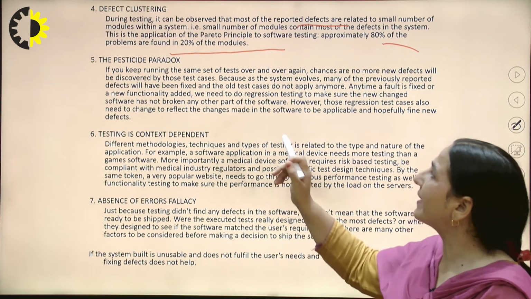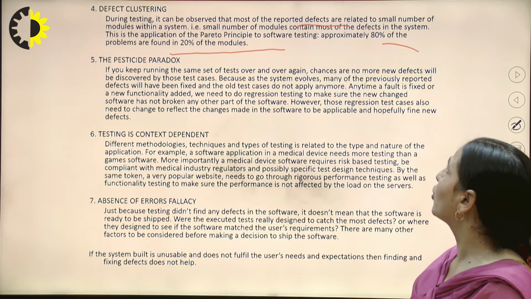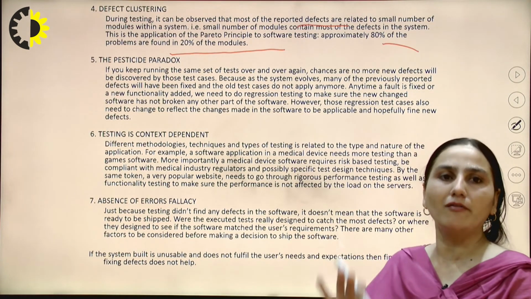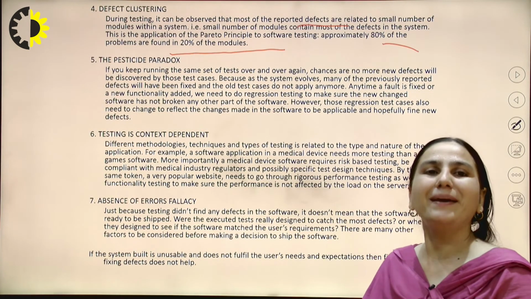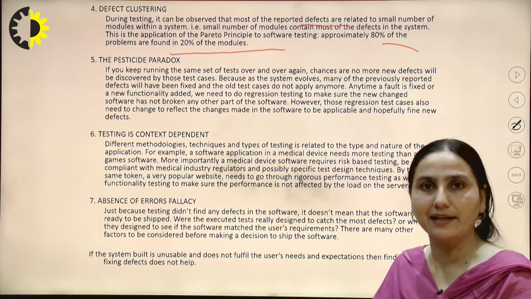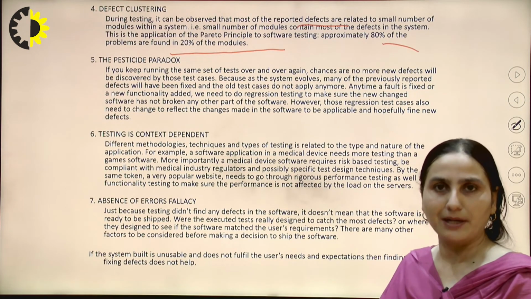If you keep running the same set of test cases over and over again, chances are no more new defects will be discovered. So what is actually the scenario? We will always try to test the data based on the different types of test cases. If you run those very test cases again and again, it is obvious that we will not be able to find more errors in the particular piece of code.